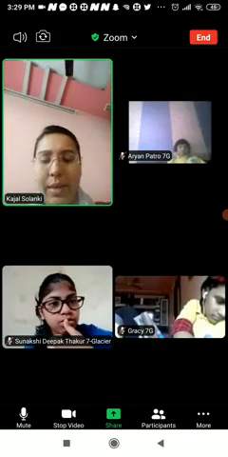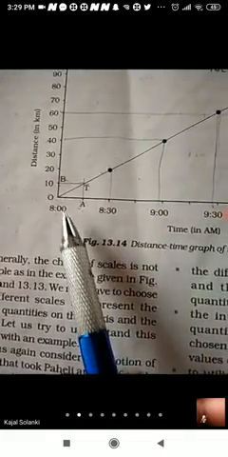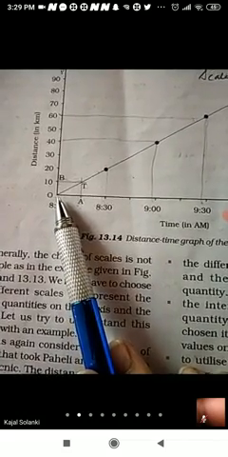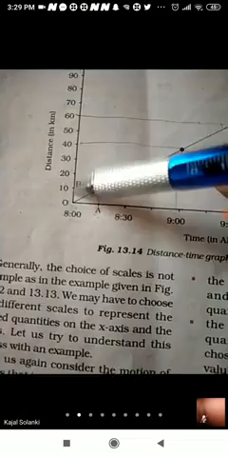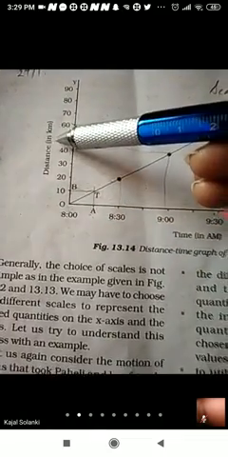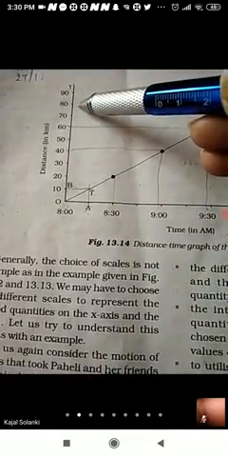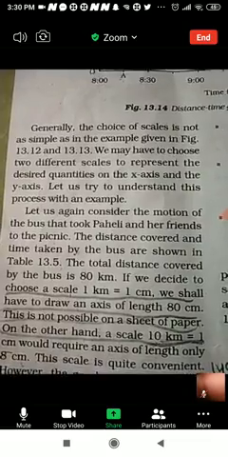Now here you can see at 8 o'clock, it means the bus is at the origin. Here you can see 8:30, 9, then 9:30 and 10. And on the y-axis, the distance is given in kilometers. The bus has traveled a maximum of 80 kilometers. So I want anybody to read from this part and then I'll start with the explanation. Keshav, start reading.